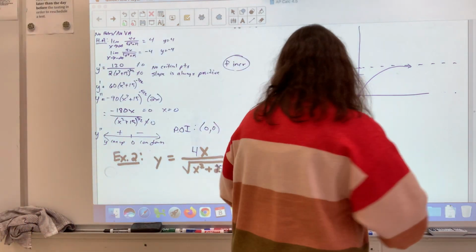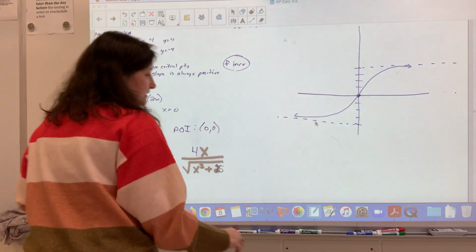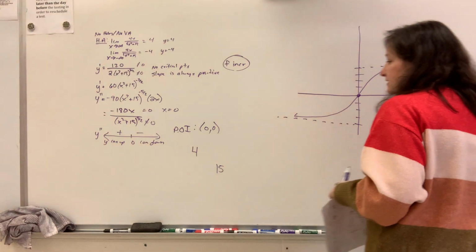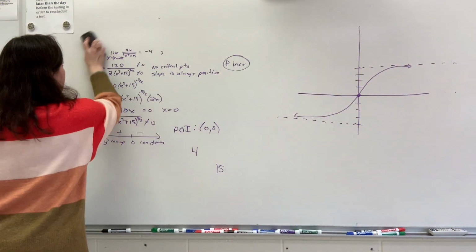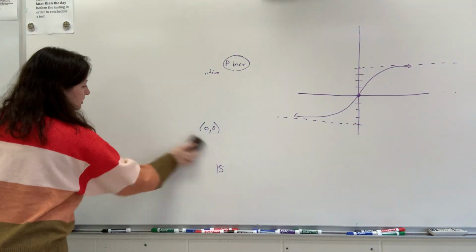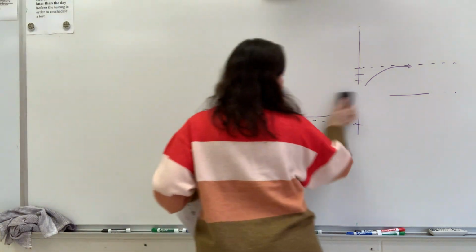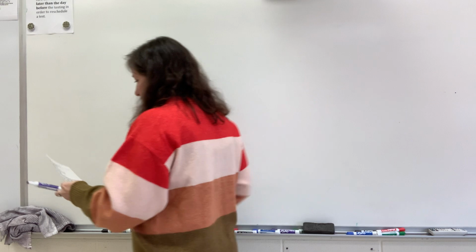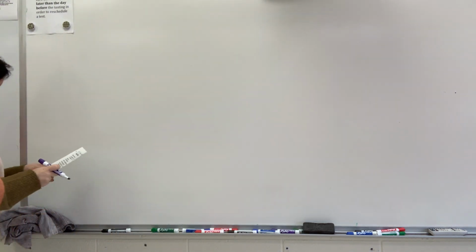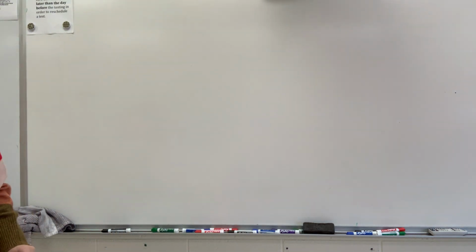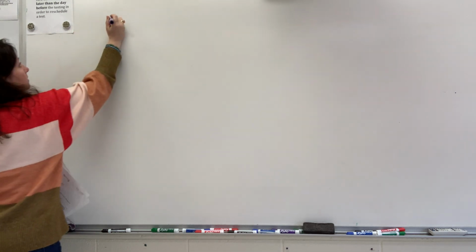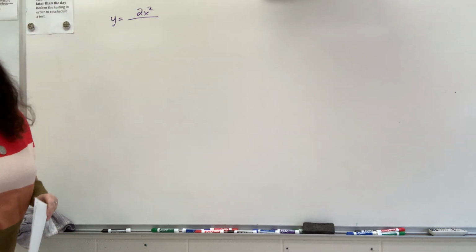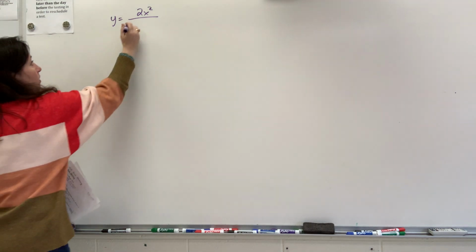So we're going to add an example that is not on your notes because it's a good one that I didn't put in the notes. So let's look and see. We'll call this, I don't know, example 2b if you want to. So the example we're going to do is y equals 2x squared over x squared minus 1.